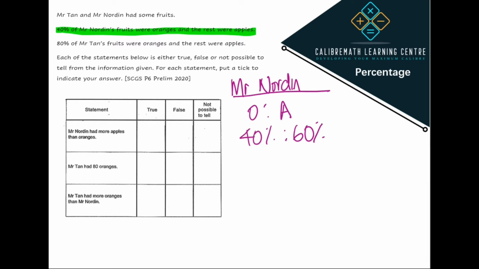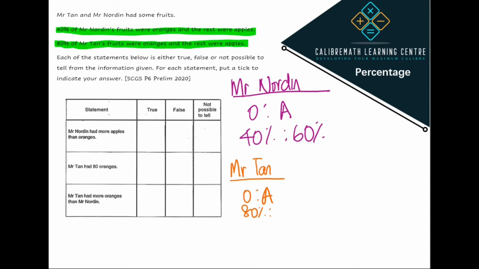And next sentence we have 80% of Mr. Tan's fruits were oranges and the rest were apples. So let's represent that again. Mr. Tan, oranges to apples, that will be 80% to 100% minus 80%, and that gives us 20% for the apples.